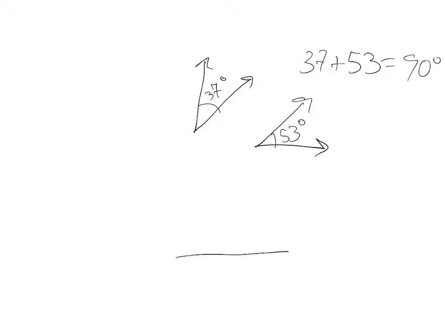Likewise, we could have an angle that's 127 degrees. We'll call this angle 1, this angle 2, and this angle 3. In this case, angle 1 and angle 3 make 164 degrees, whereas angle 2 and angle 3 make 180 degrees, and thus they're supplementary. So these two are complementary, and these two are supplementary.